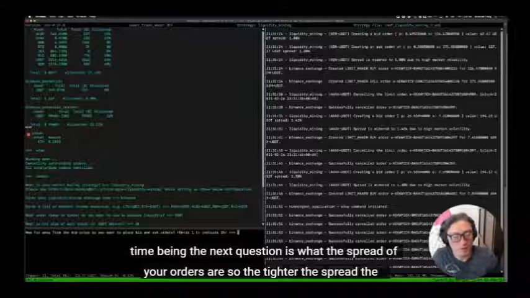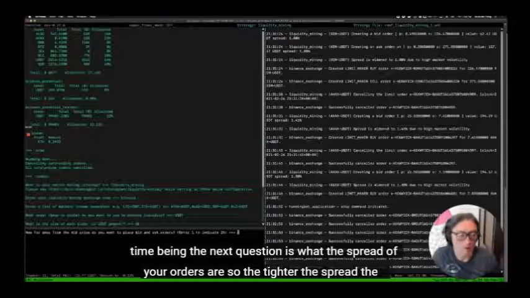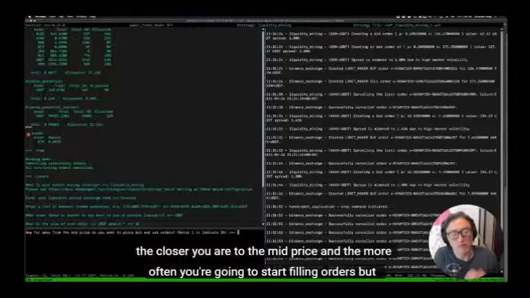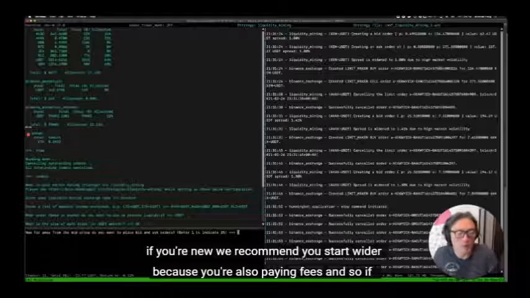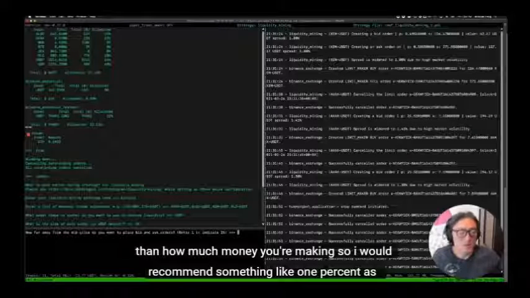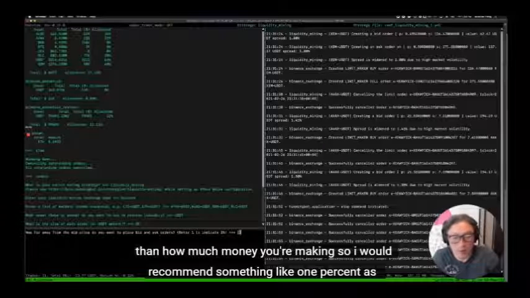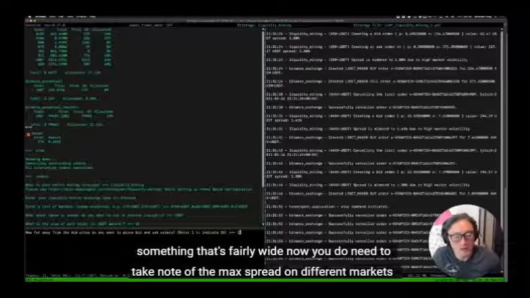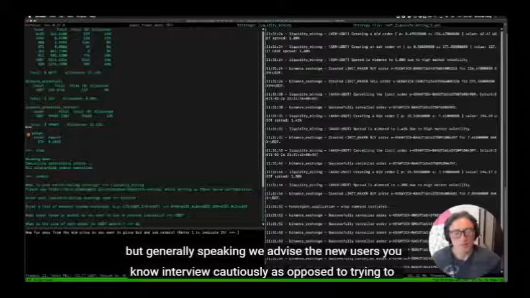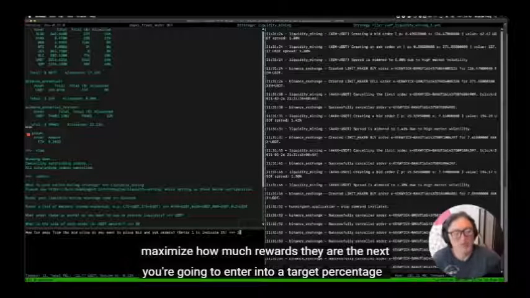The next question is what the spread of your orders are. So the tighter the spread, the closer you are to the mid price, and the more often you're going to start filling orders. But if you're new, we recommend you start wider because you're also paying fees. If you set the spreads too tight, then the fees you pay for every trade might actually be higher than how much money you're making. So I would recommend something like 1% as something that's fairly wide. Now, you do need to take note of the max spread on different markets, but generally speaking, we advise that new users enter cautiously as opposed to trying to maximize how much rewards they earn.